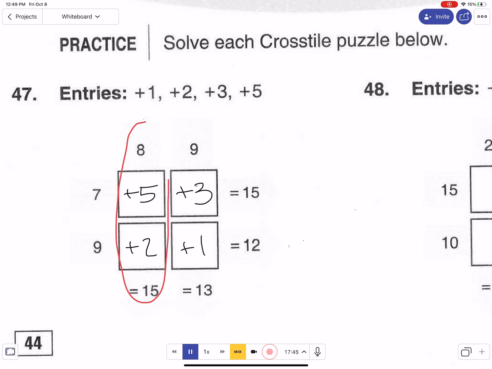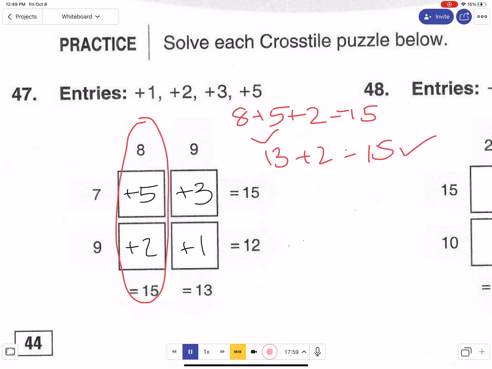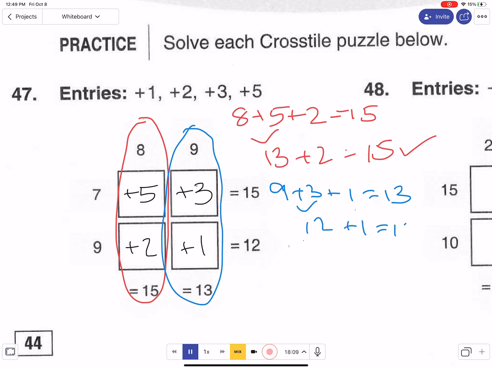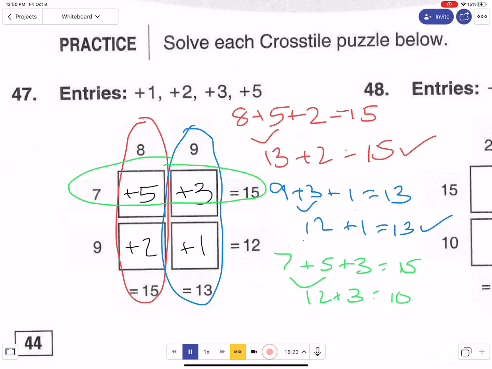So let's check our left column first. 8 plus 5 plus 2 equals 15. That's 13 plus 2 equals 15, and that's absolutely correct, so we got that. Now we're going to do our right-hand column. 9 plus 3 plus 1 equals 13. That's 12 plus 1 equals 13. That's correct. Now let's do our top row. 7 plus 5 plus 3 equals 15. 12 plus 3 equals 15. That's correct.